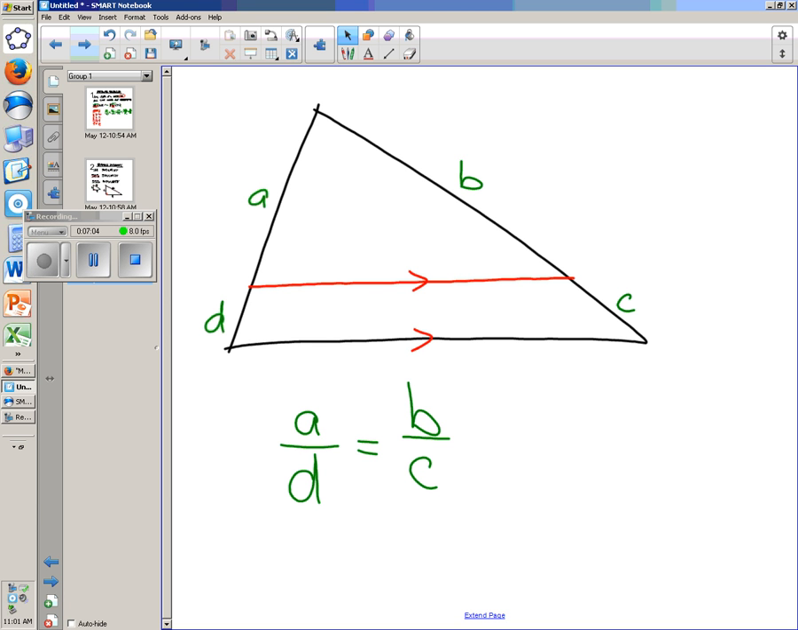The converse on page 391, which is the opposite, says if you know that the ratios are the same, then you can say that the line that is drawn is parallel to the third side. All right? And that's the first part of section 6.5.